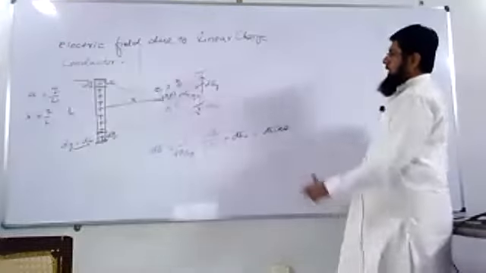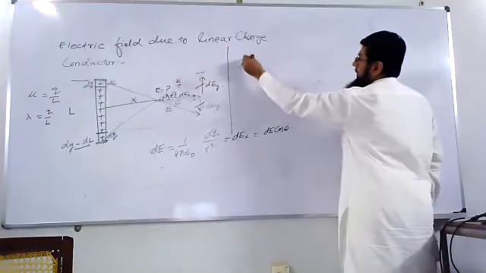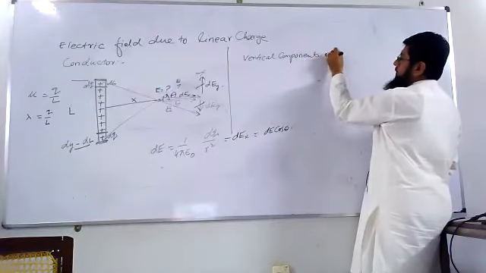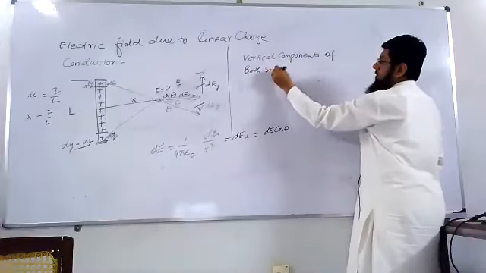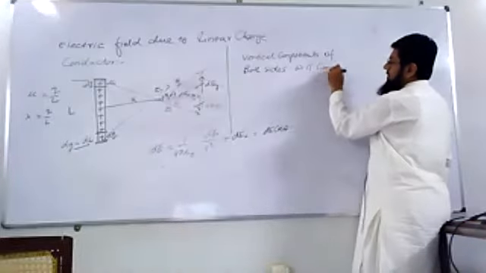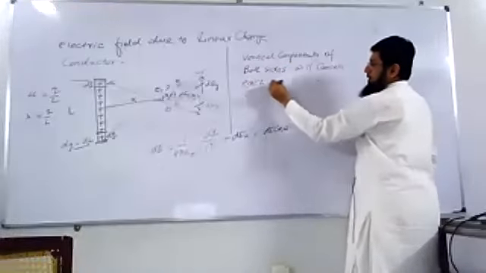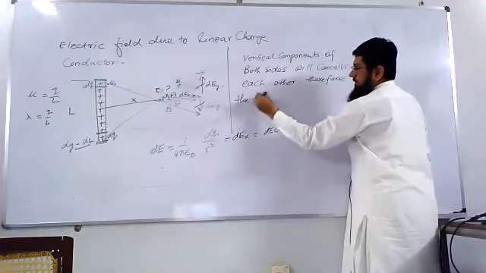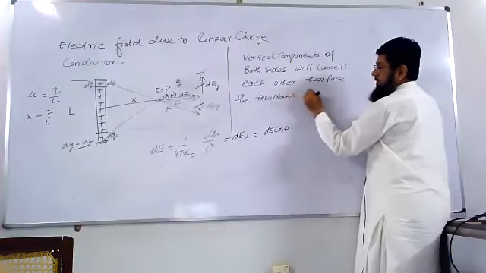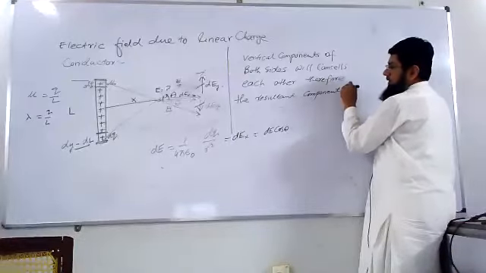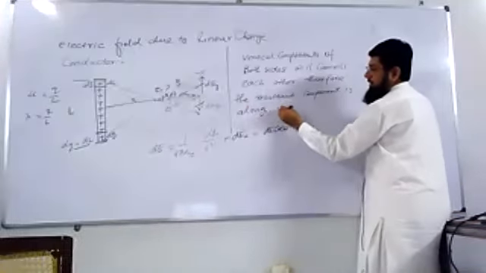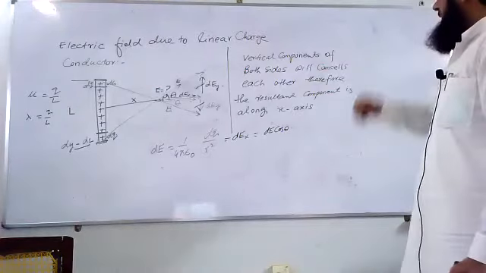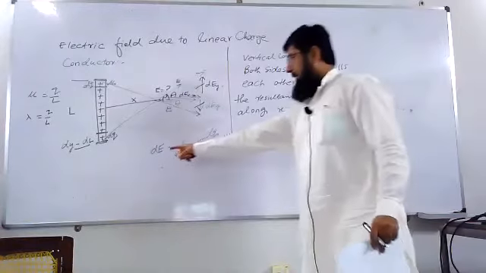Now we have to see that the vertical components of both sides will cancel each other. Therefore, the resultant component is along the x-axis. So now we have to look at what the electric field along the x-axis is.